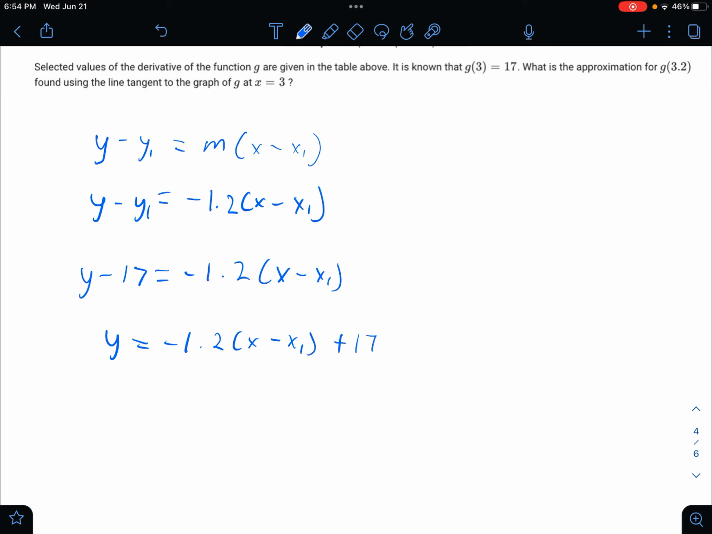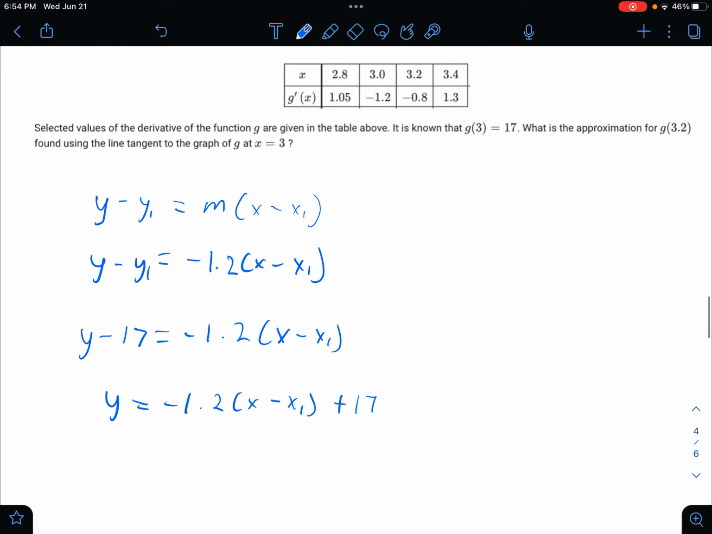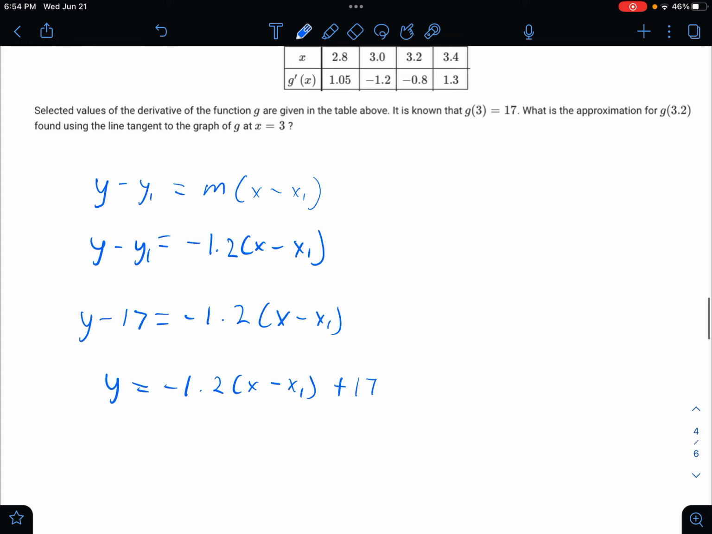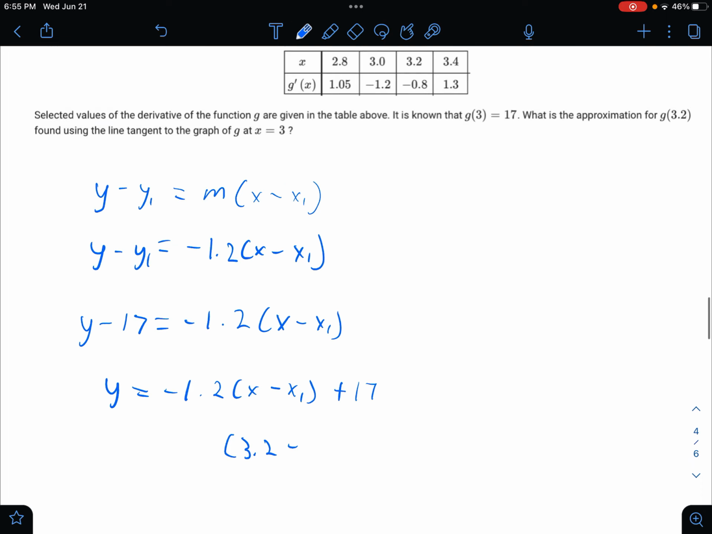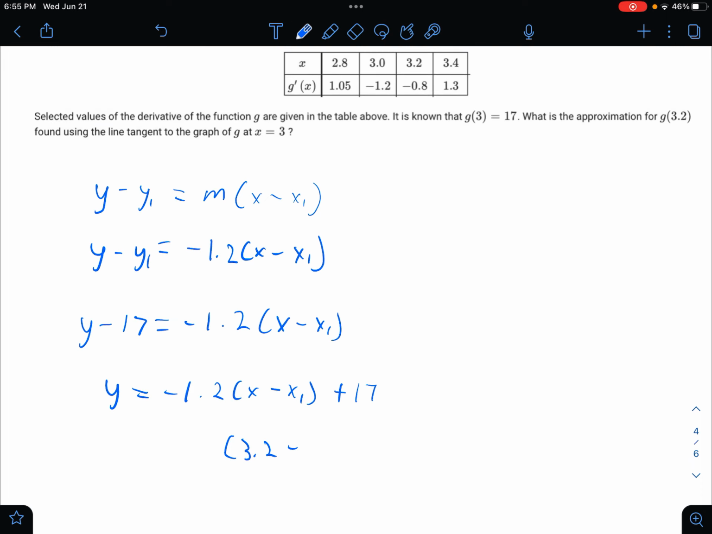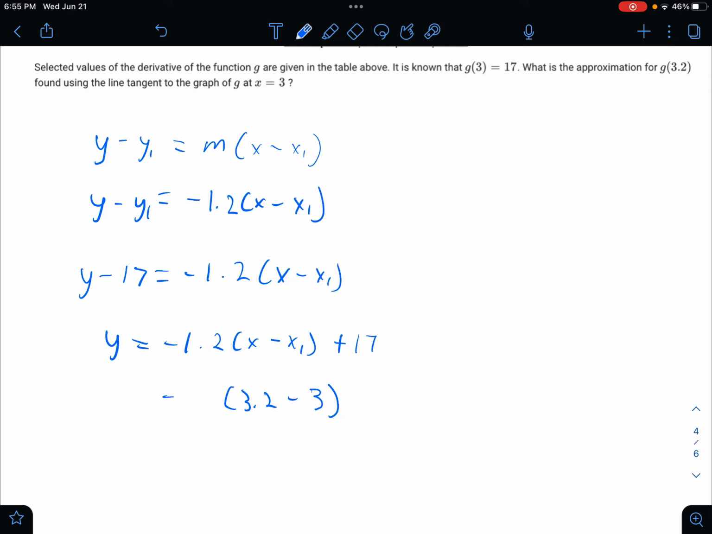So now that we got that, let's solve for what the x minus x1 is. Our x value will be what we're trying to approximate for. We're trying to approximate the 3.2, or what g of 3.2 is. So x would be 3.2. 3.2 minus the x1. The x1 is what we use to approximate with to get 3.2, which in this case we use 3 to help us find the approximation. So it's 3.2 minus 3, right? And multiply that by negative 1.2, and we add 17.